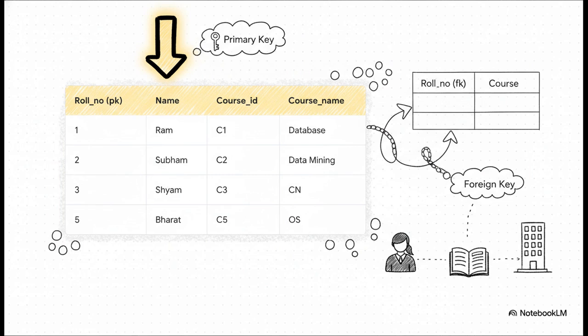See that roll number? It's the primary key in the student table. It makes every student unique. Now look over at the course table. That very same roll number is used there as a foreign key. This is the digital glue that connects a course to a student. It makes sure we always know who's taking what. It's what keeps the data's integrity intact.